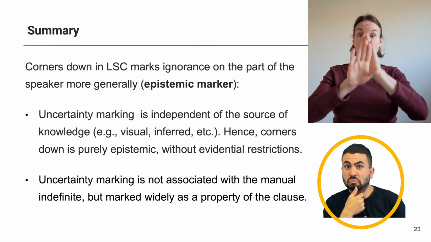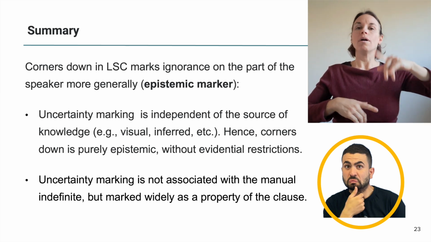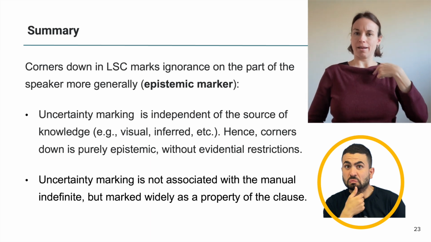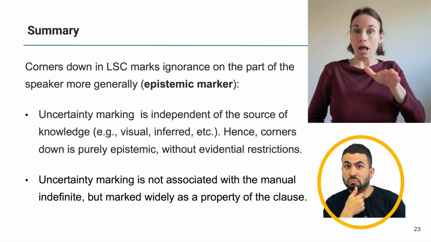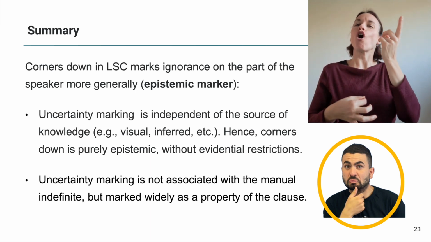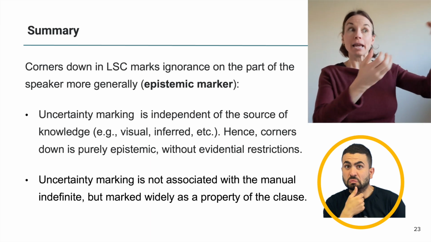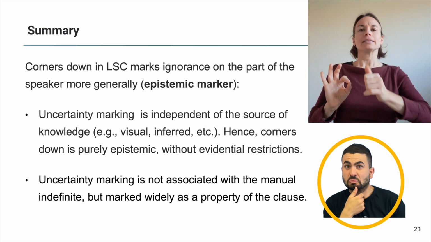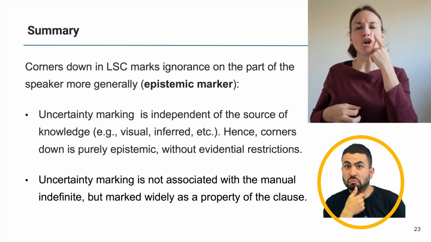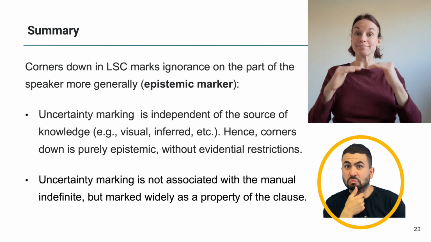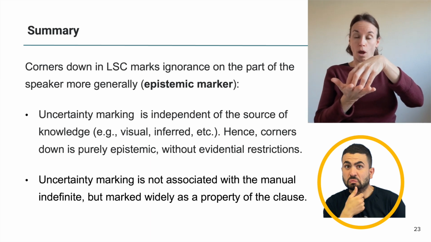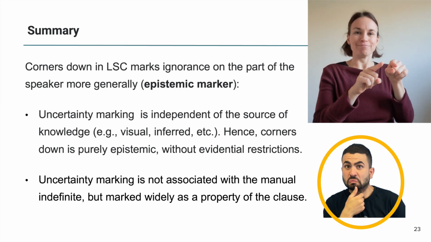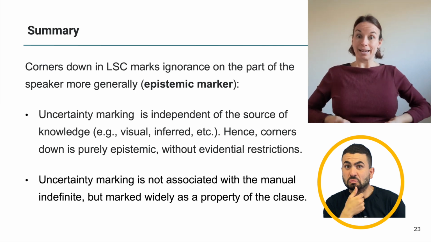The non-manual corners down in Catalan Sign Language, as we've just said, marks ignorance on the part of the speaker more generally, so it is an epistemic marker. And uncertainty marking is independent of the source of the knowledge, therefore, corners down is purely epistemic without evidential restrictions. And finally, uncertainty marking is not associated with the manual indefinite, but marked widely as a property of the clause.